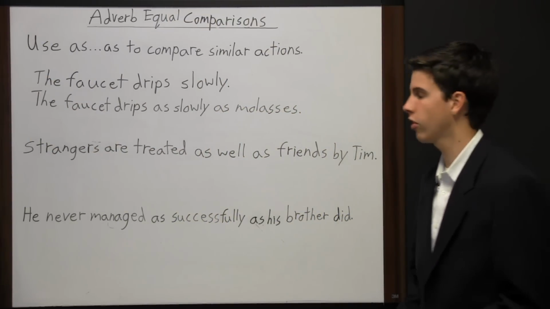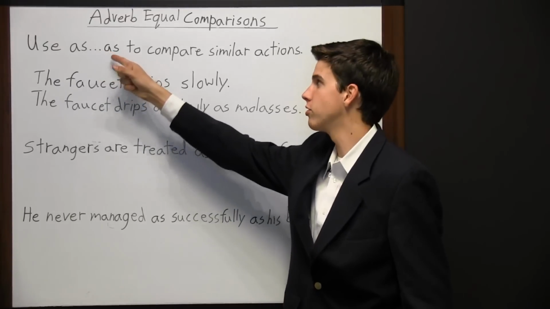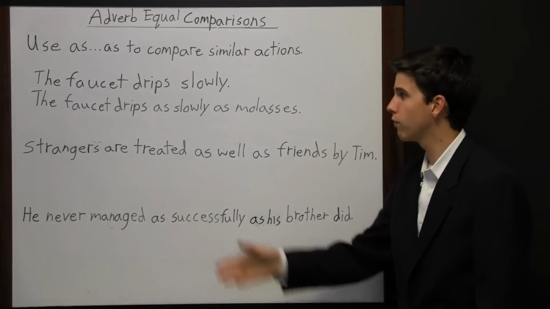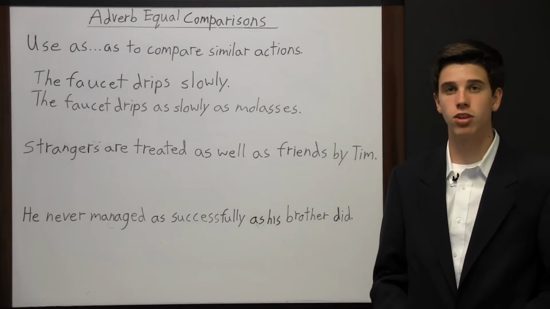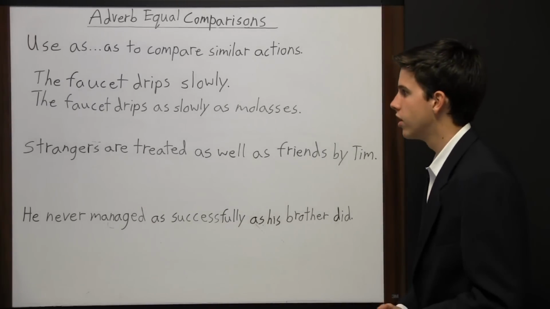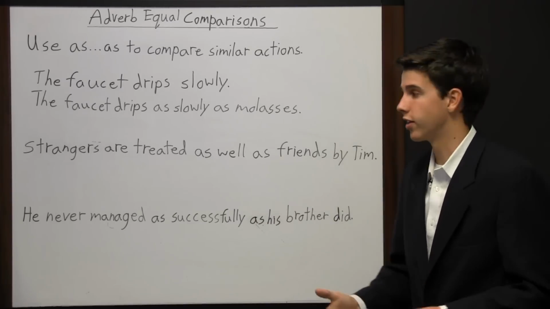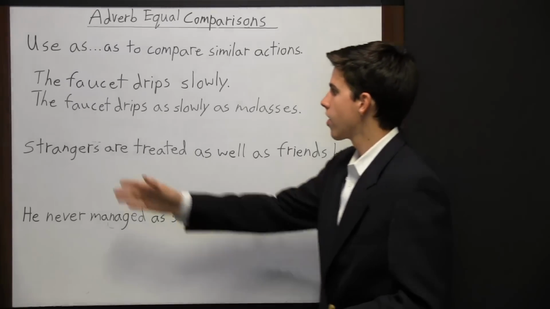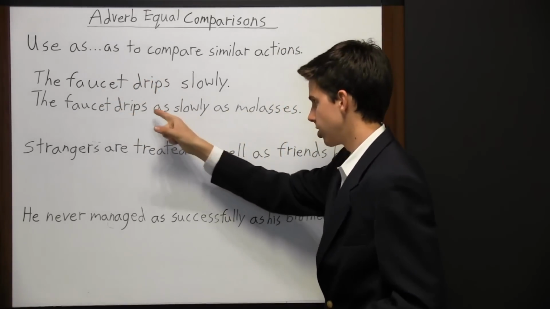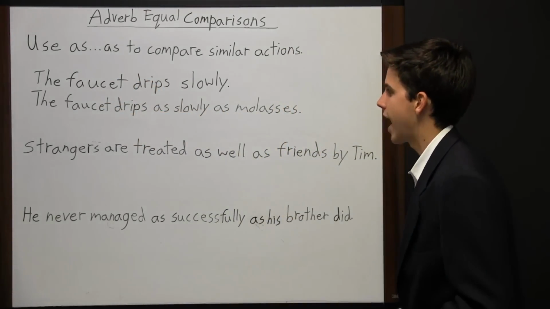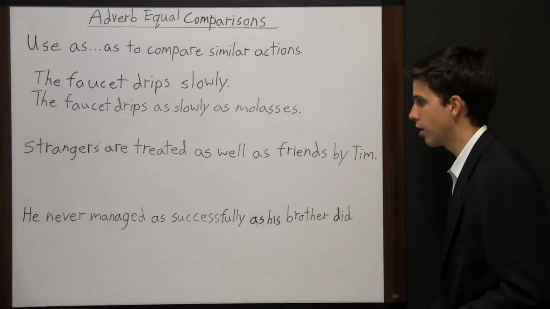To compare two similar actions, you can use the form as, insert an adverb, and then use as again. So say, for example, the faucet drips slowly. Now, you want to give your reader a better idea of how slowly the faucet actually drips. So you can compare it to the dripping of molasses, which your reader probably knows is very slow. So you can use this form by saying the faucet drips as slowly as molasses. So you use as, you insert an adverb, and then you use as again. So now the reader has a better idea of how slowly the faucet actually drips.